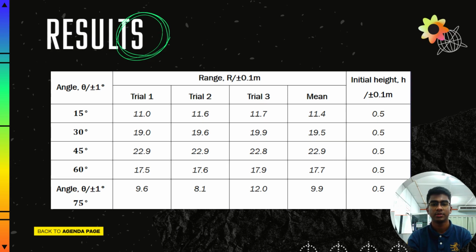Good day everyone. Today I'm going to present to you the results of our experiment. As you can see from the table, there's a 15-degree increment for each angle. For the first angle, 15 degrees, we got an average range of 11.4 meters, and the second one is 30 degrees, where we got 19.5 meters of range. And next is 45 degrees, where we got the range of 22.9, and for the 60-degree angle, we got an average range of 17.7 meters, and lastly is 75 degrees, where we got 9.9 meters in range.